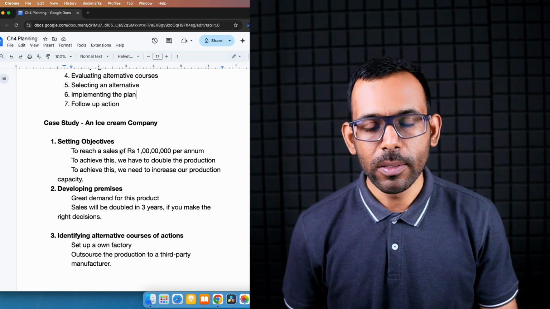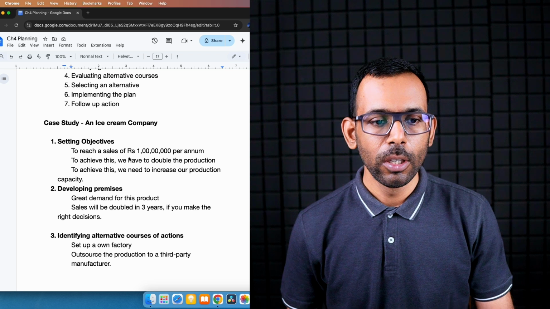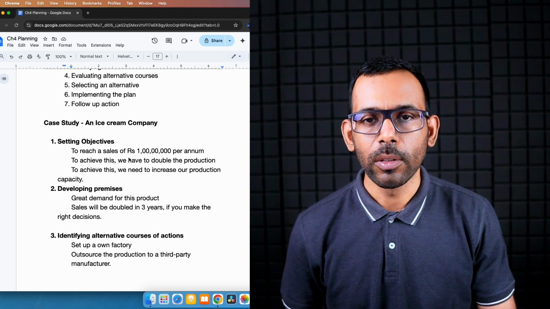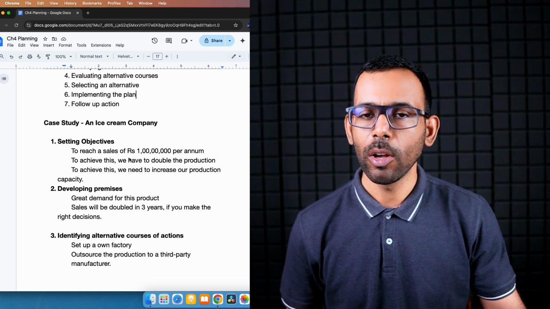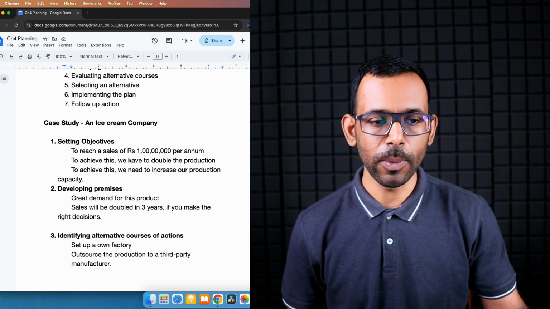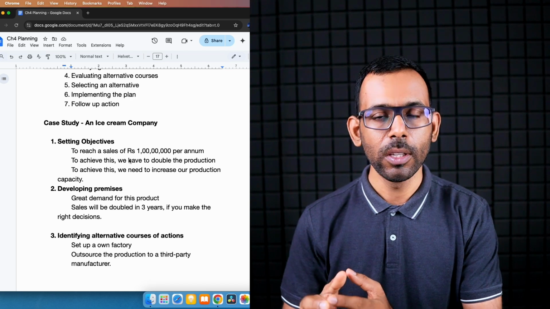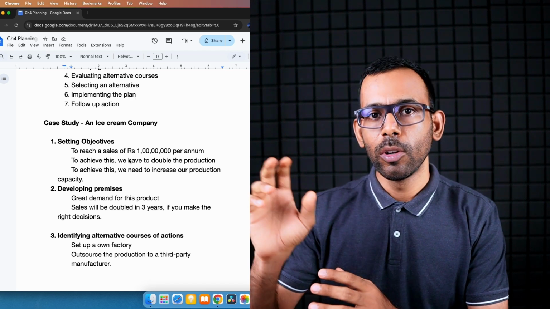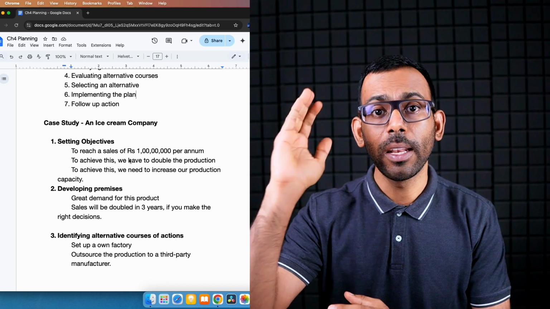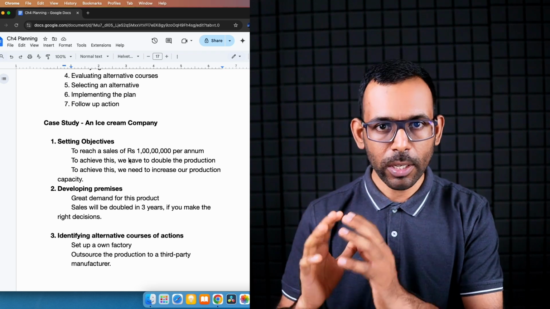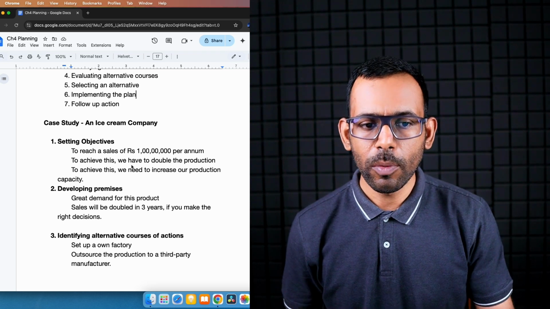The first step is setting objectives. What is your primary goal? Every plan starts with objectives, which we saw previously as well. Objectives get formed first, and then planning helps to develop the route map so we can achieve those objectives. So objective is the primary thing. So what are your objectives?